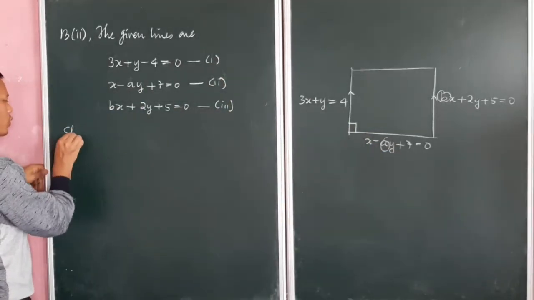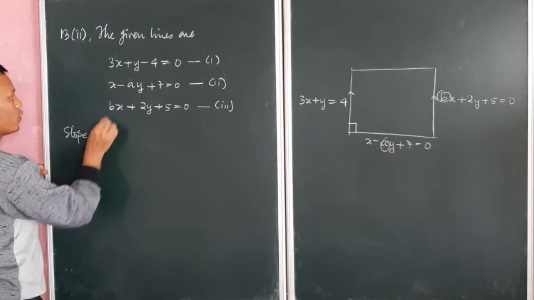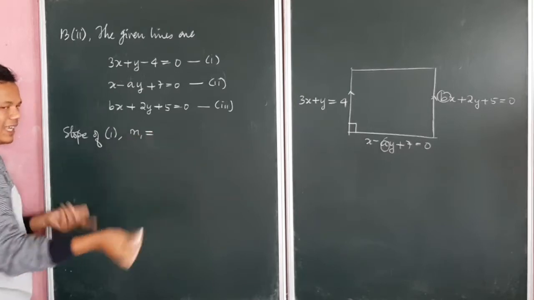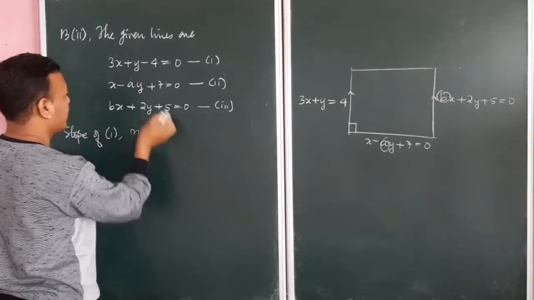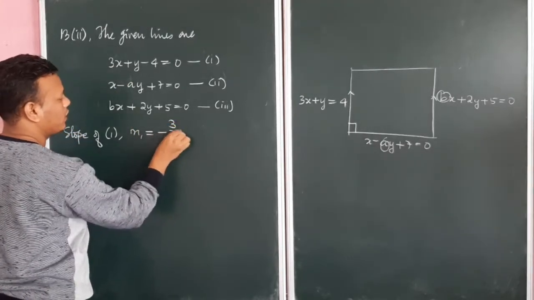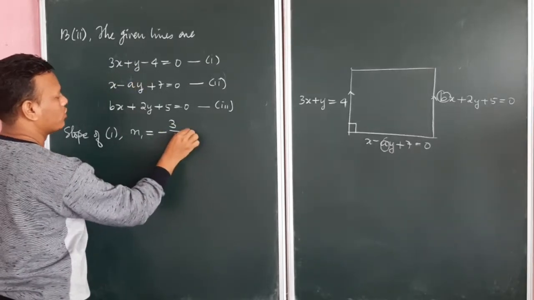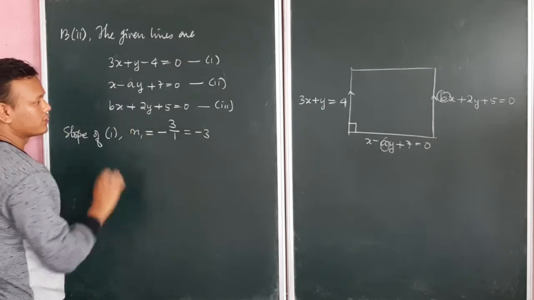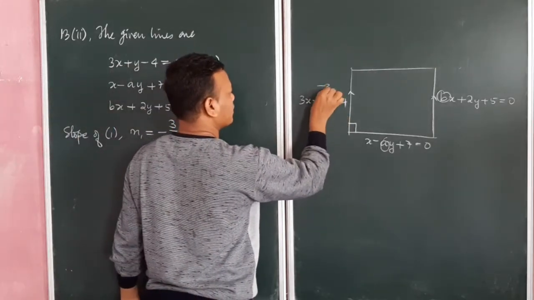Okay, so let us find the slopes. So the slope of equation 1, let me call this m1, is minus a by b. Yes, so minus a is how much here? It is 3, and b is how much? 1. So that's why the slope is -3 for the first one. So m1 is -3, remember.